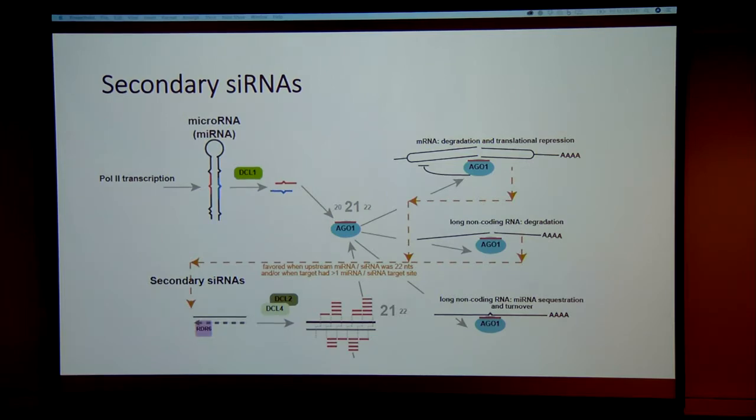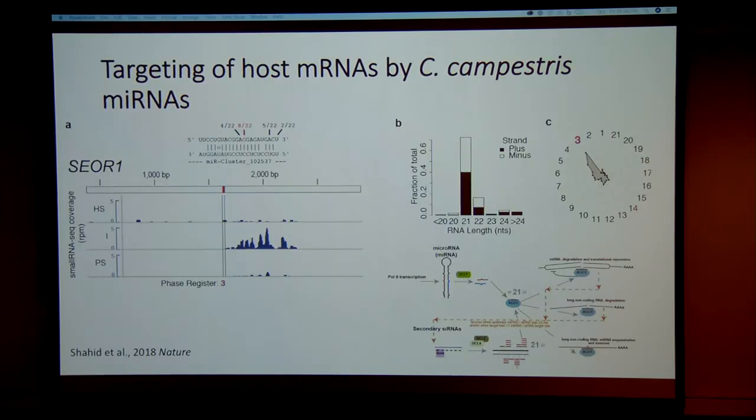And so when we saw those data, we thought, well, if these microRNAs are being produced at the haustorium, perhaps they're being produced to target host transcripts. And if so, perhaps we would expect the targeted host transcripts to show this secondary siRNA signal, which we would expect to result from these 22 nucleotide microRNAs. That turns out to be true. So this is one example. This is the SIOR1 gene in Arabidopsis. This is host stem, interface, and parasite stem. And the y-axis is just showing small RNA sequencing coverage.